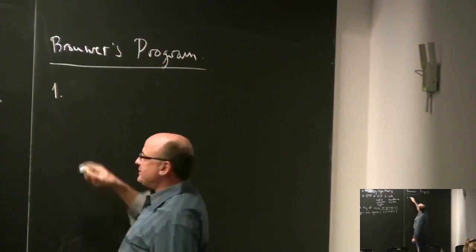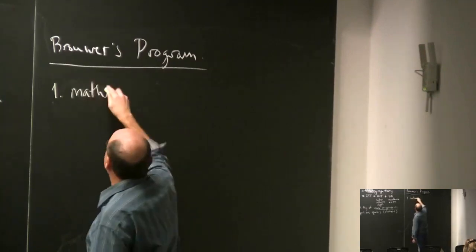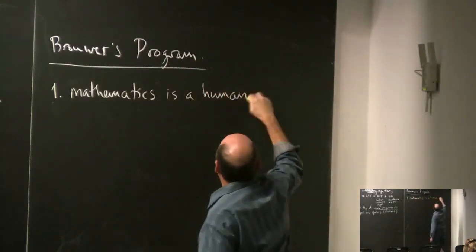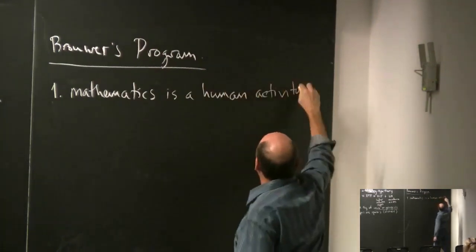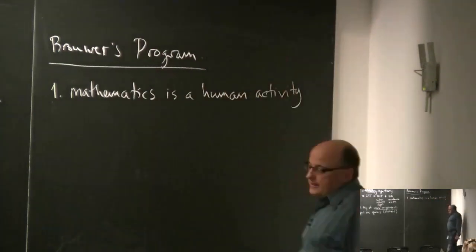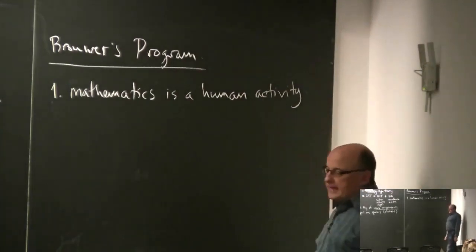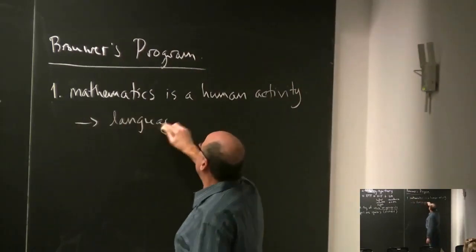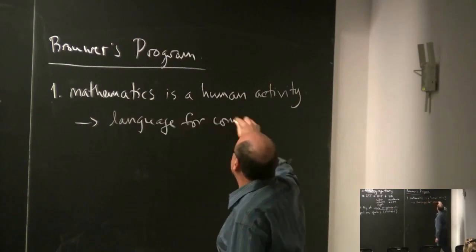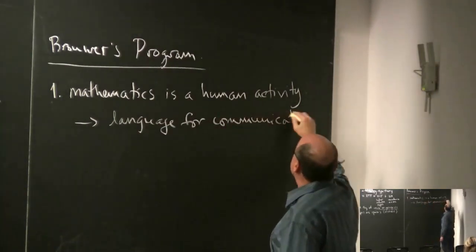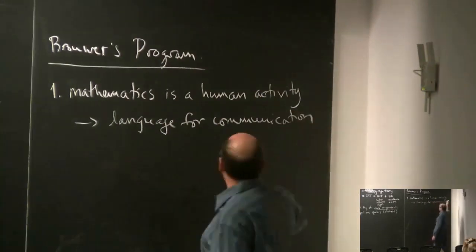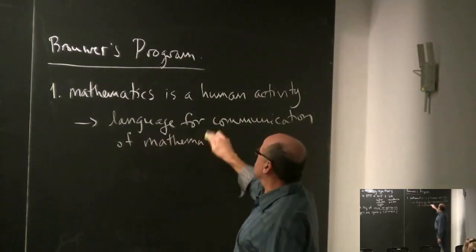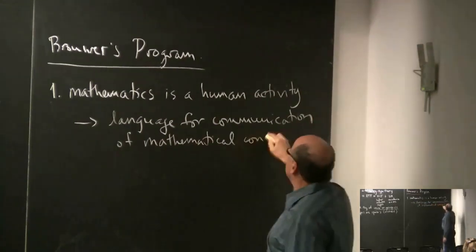The first one is that mathematics is a human activity, or a social activity conducted amongst people. It just means that the process of doing math is about communicating ideas. So the focus is on language for communicating ideas, mathematical ideas, mathematical concepts. So you can start out with that principle.